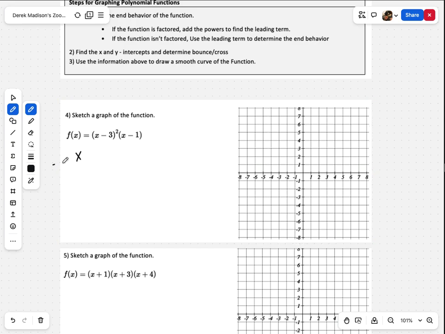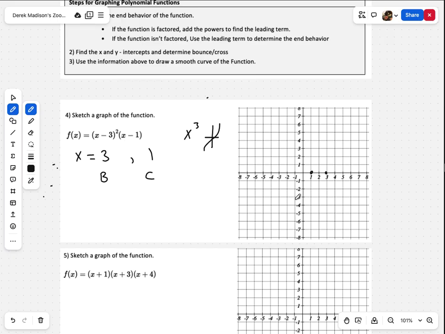So we would find our x's. They're going to be 3 and 1. And this one's going to bounce because it's multiplicity 2. That one's going to cross because it's multiplicity 1. And I have 1, 2, 3 x's. So this is x cubed in terms of the shape. And so it's going to come in from the bottom and leave out the top. So we got a 0 right there at 1. We have a second 0 right there at 3.